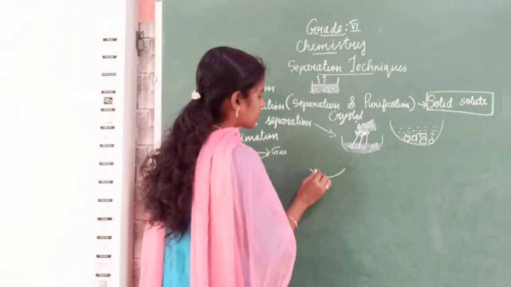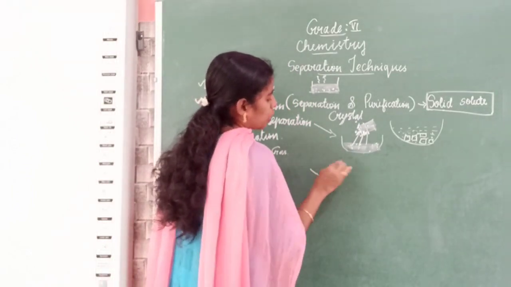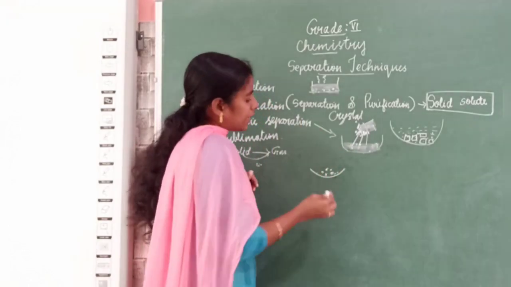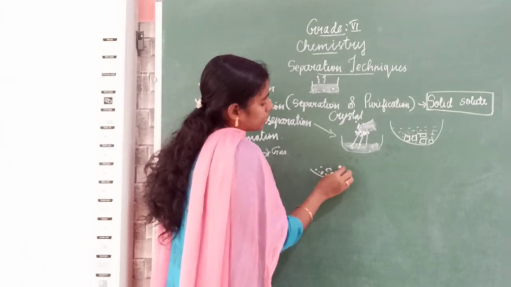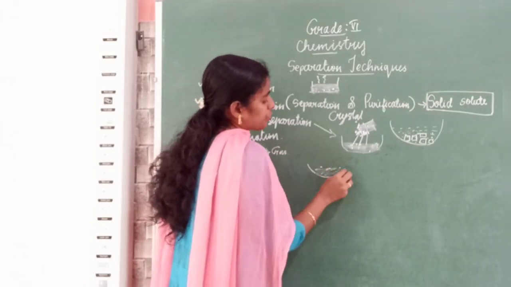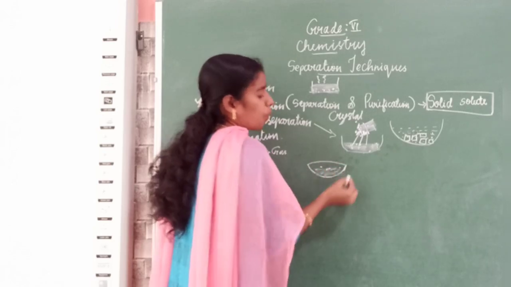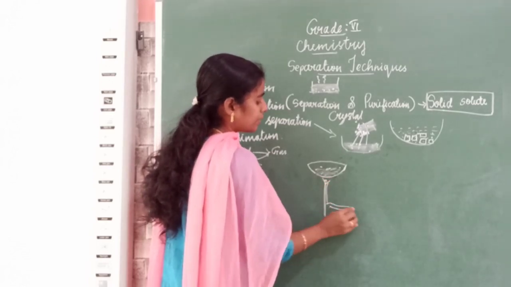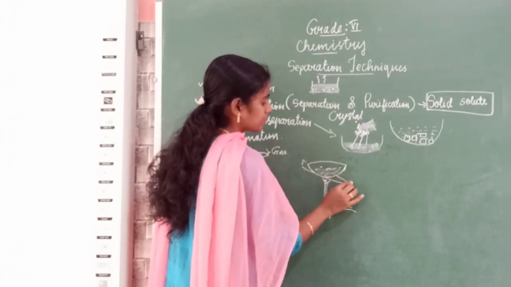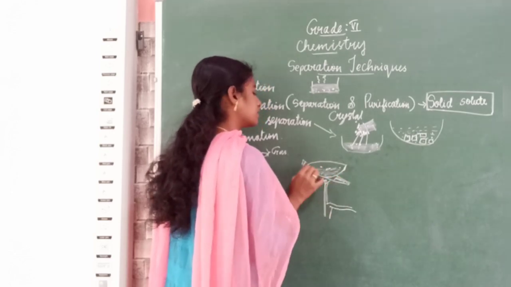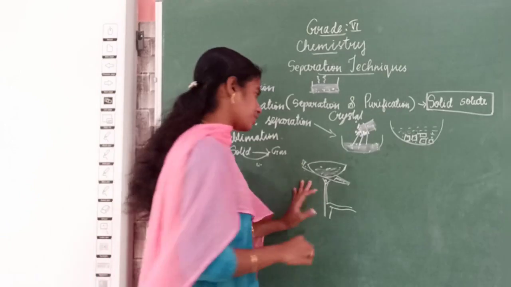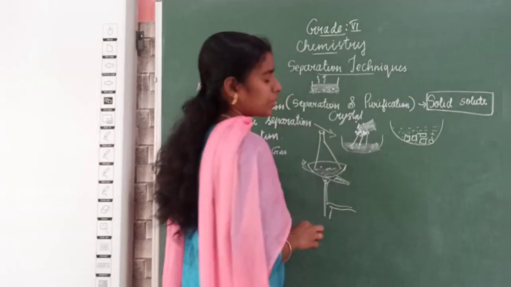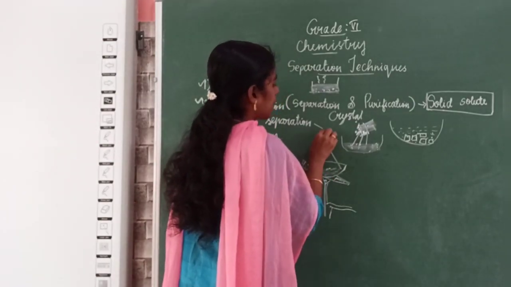So you have one sublime solid, consider ammonium chloride. It is a powder, crystal or solid. Then you add sand or sugar with this. Now you have to separate this mixture. What you have to do is apply heat using a burner. When you apply heat, you have to keep a funnel here. You have to close this funnel with a cotton plug.